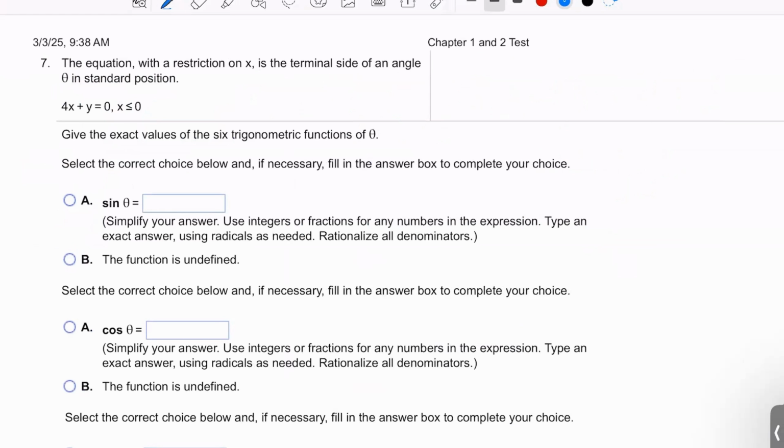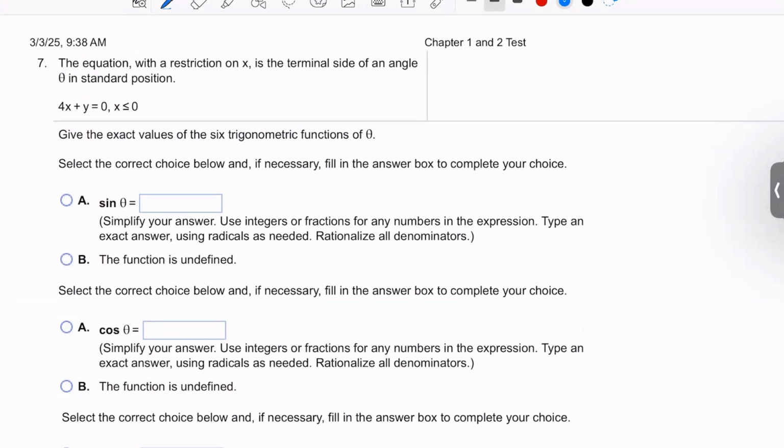And then moving on to number 7, the equation with the restriction on x is the terminal side of an angle, theta, in standard position. So the best thing to do is draw a graph. You can use Desmos or your graphing calculator, but you can also just draw by hand in your notebook where this position is. So we're talking about x is less than or equal to 0.